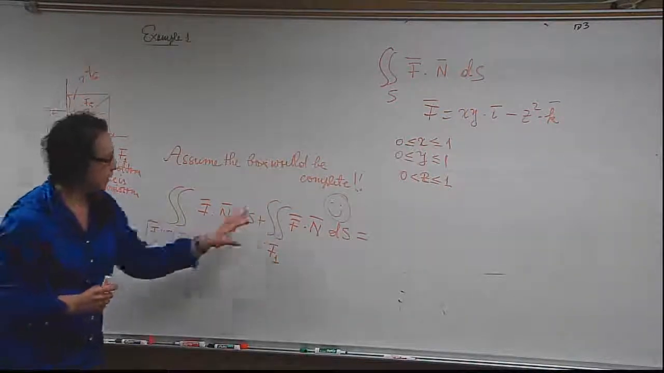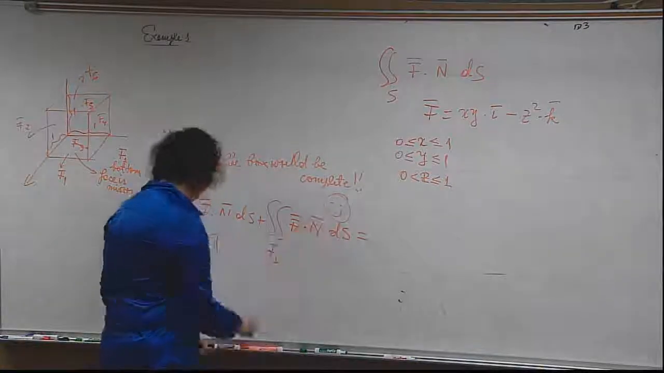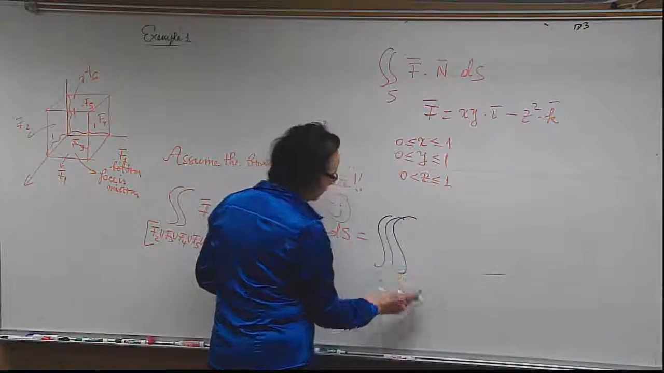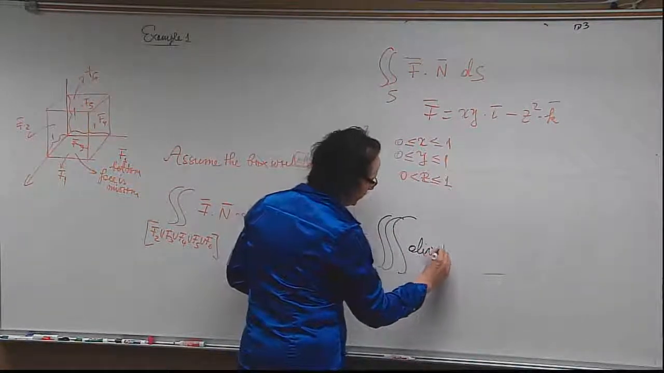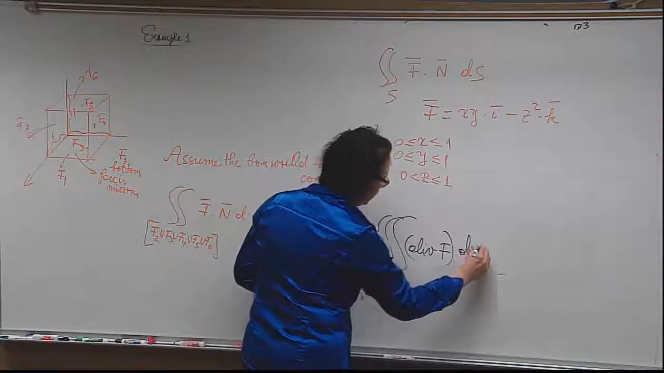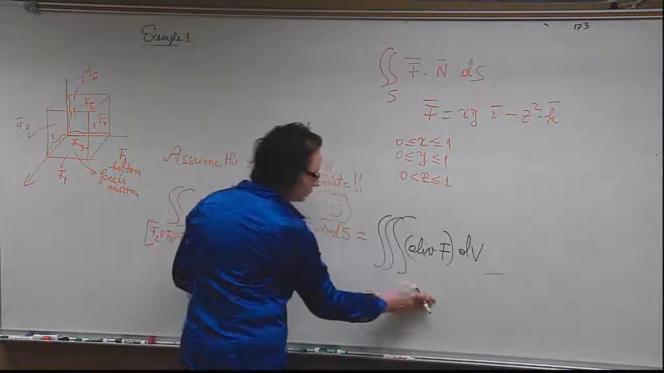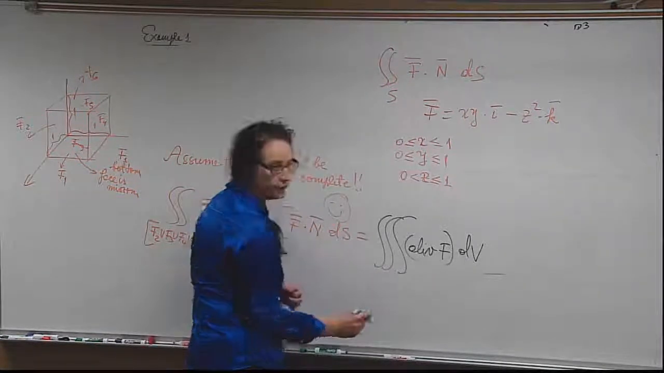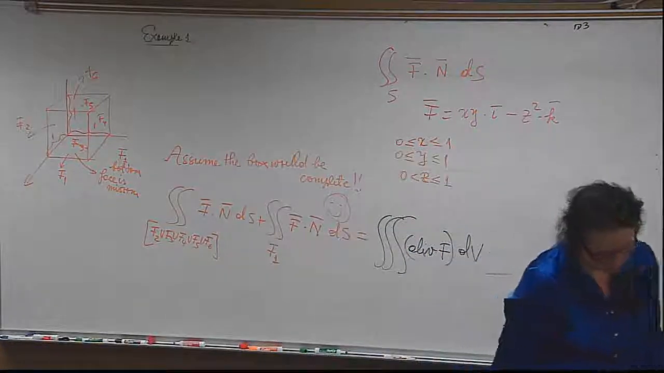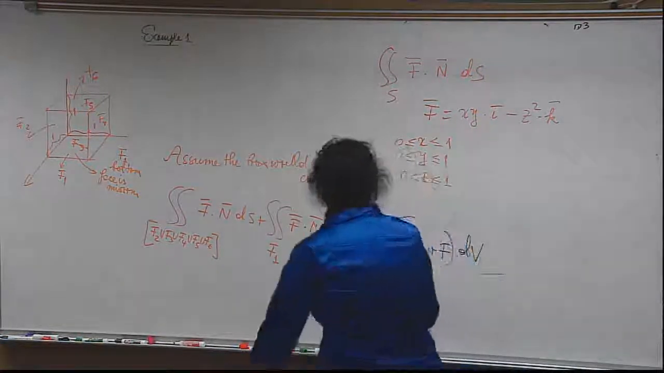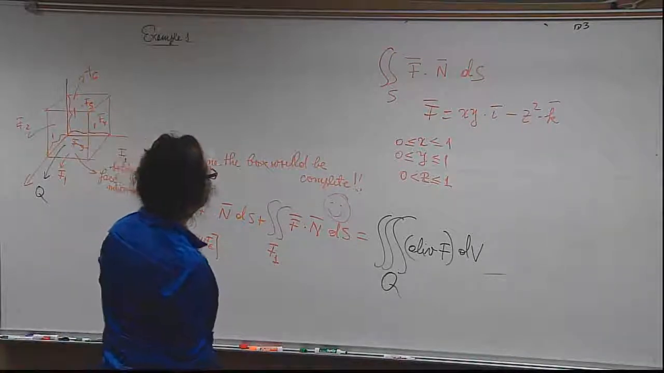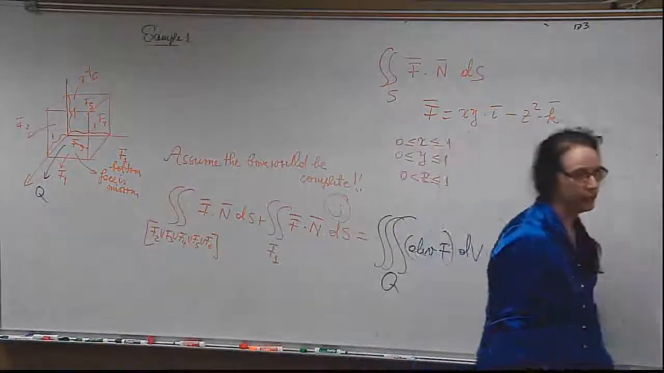In that case, I can finally apply the divergence theorem, and that would be the triple integral of the divergence of F dV over the cube. What do you want us to call the cube? C is usually what we denote for the curve. How about Q? Sounds good. I like that. Q is the cube inside the whole thing. Unfortunately, this is not very nicely picked.